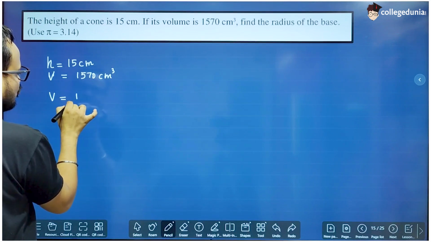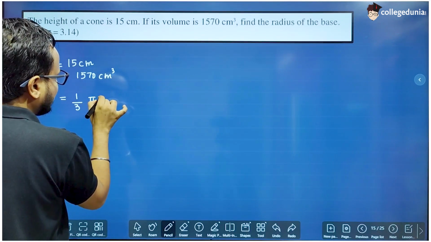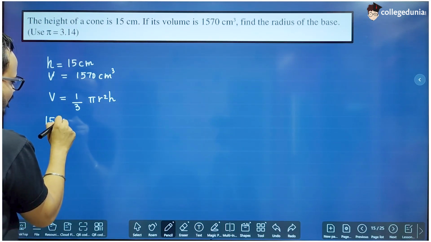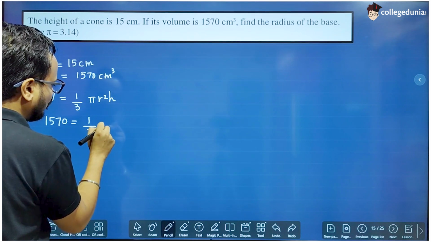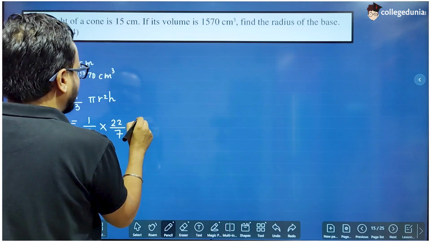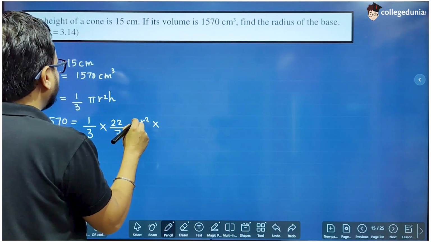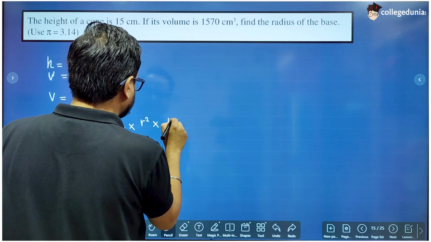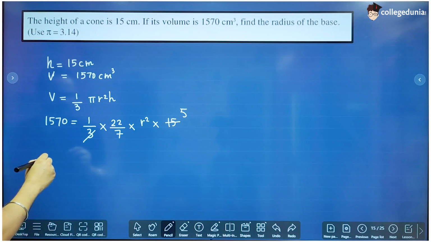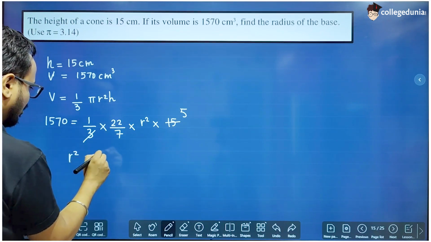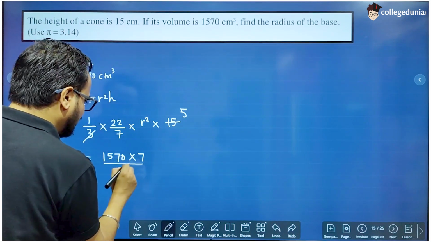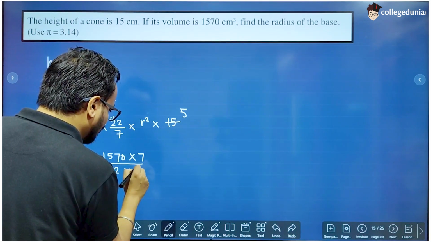So volume of the cone is 1/3 pi r square h. So volume is 1570 equal to 1/3 into pi into r square into h, which is 15. So 3 into 5, 15. So r square is 1570 into 7 divided by 22 into 5.